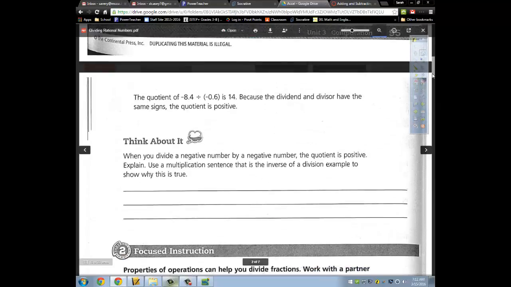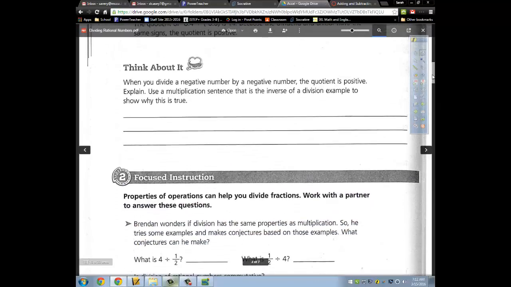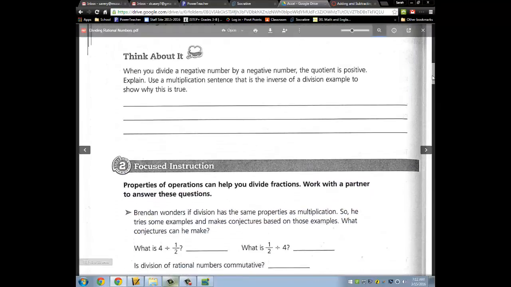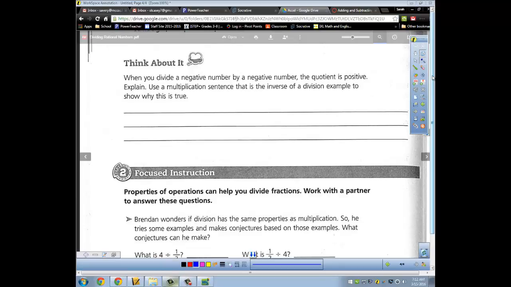Okay, on the next page, with the think about it, it says when you divide a negative by a negative number, the quotient is positive. Explain. Use a multiplication sentence that is the inverse of a division example to show why this is true. So the reason is because division changes to multiplication.